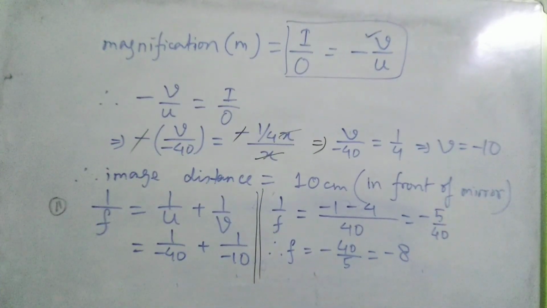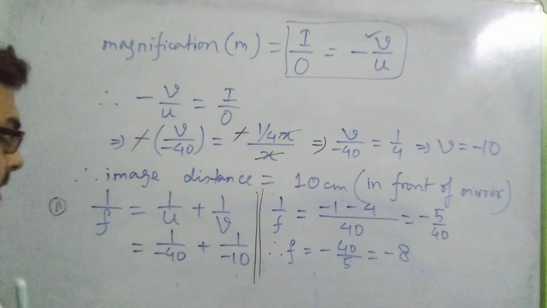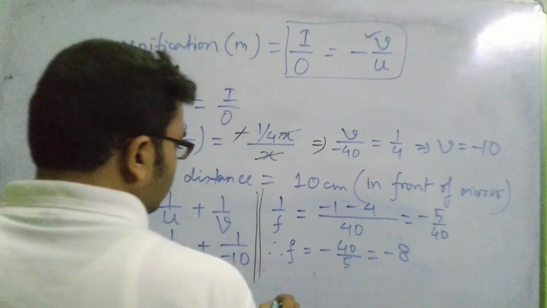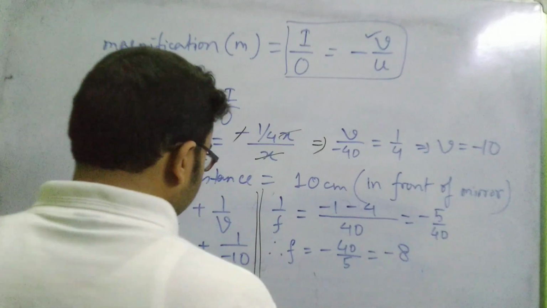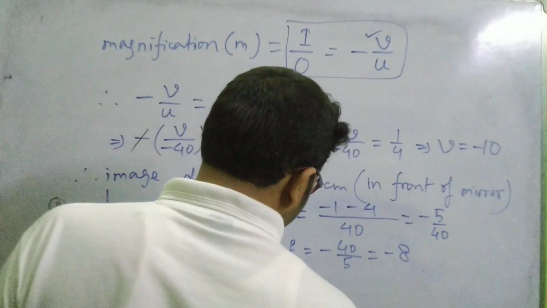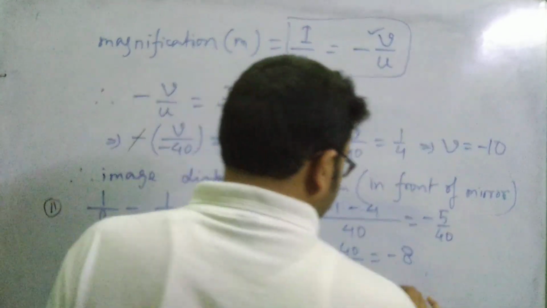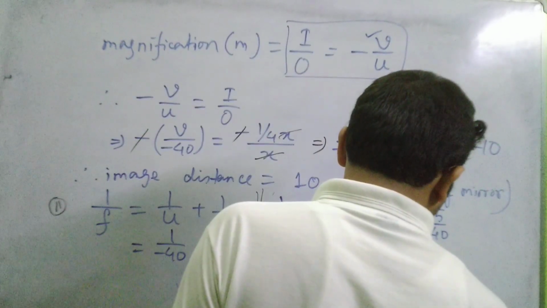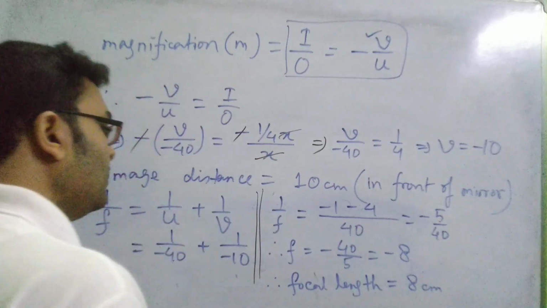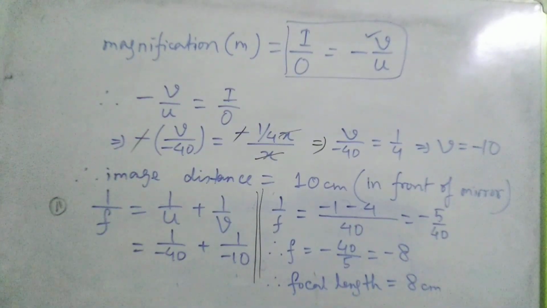So focal length is 8 cm. As you know, for a concave mirror the focal length is always negative. So the focal length turns out to be negative from the calculation also. So therefore we write the solution something like this. Therefore the focal length is 8 cm. Now when you are writing the solution, you need not mention the negative sign. As you know, for a concave mirror it is always negative. So focal length is 8 cm. So this is the solution.